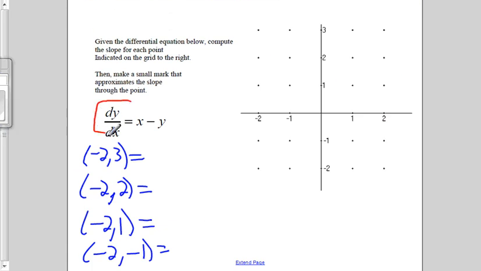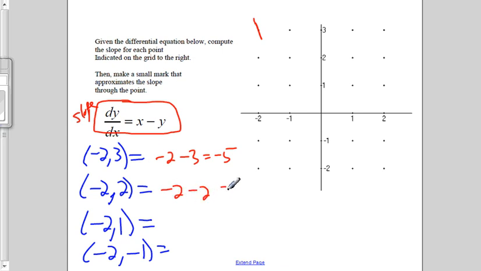Okay, so here's our differential equation. We know this is the slope. And again, I have 30 points here. Let's just pick a couple. Now there's an x and a y, so this is going to be negative 2 minus 3, that's negative 5. So I'm going to go through negative 2, 3, that's going to be negative 5. It's pretty steep. And negative 2, 2, negative 2 minus 2 is negative 4. So negative 2, 2, that's a little less steep.